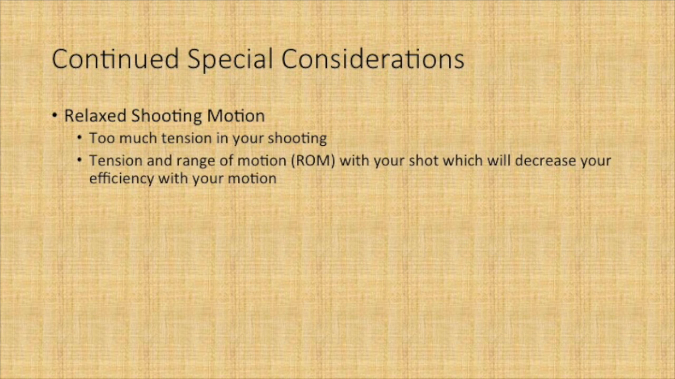Third, a relaxed shooting motion is another special consideration. Too much tension in your shooting arm will interfere with your release, as you want to be as smooth as possible to produce backspin and proper release on the ball. Being too tense will also decrease your range of motion with your shot, which will decrease your efficiency with your motion.